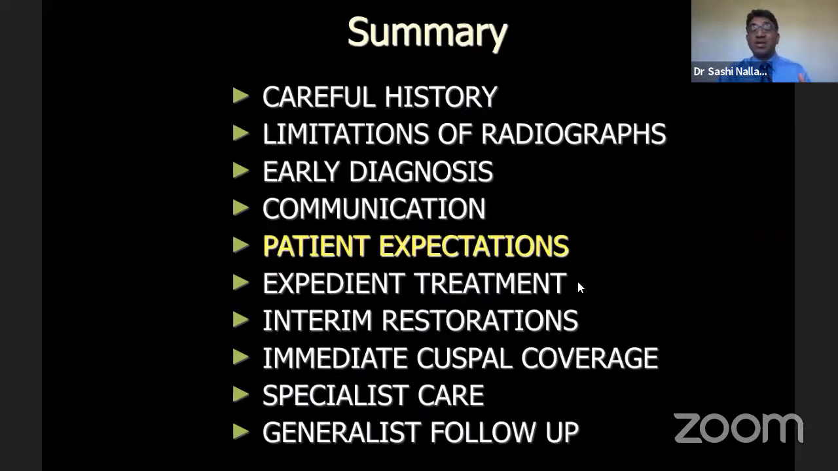Do the treatment immediately. Please do not put it off, because between the time they come to you and the time they eventually end up getting the treatment, the tooth can just break or crack and then that's gone.